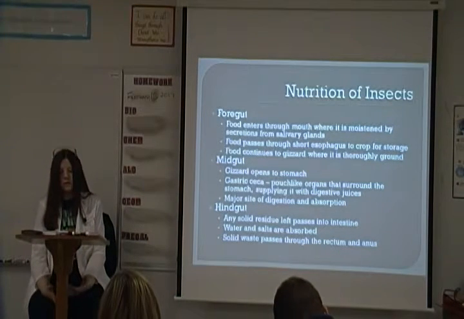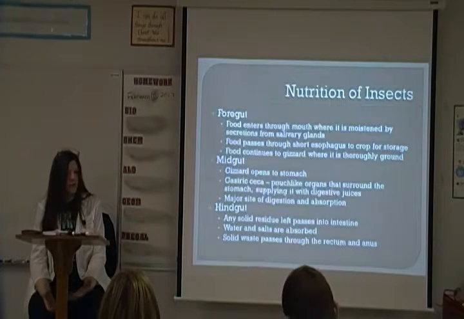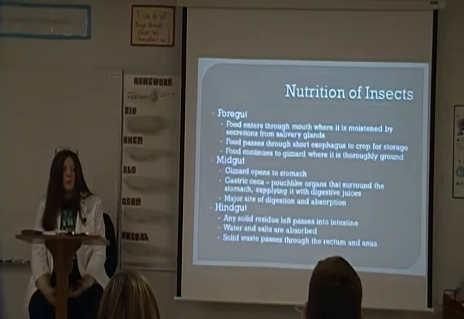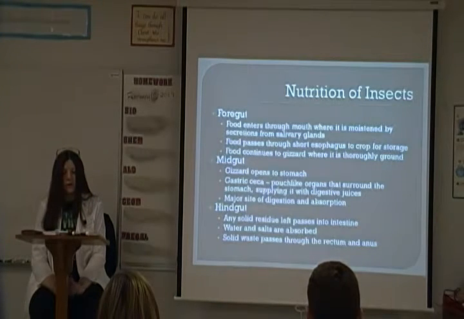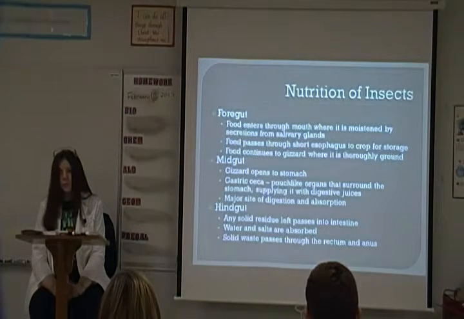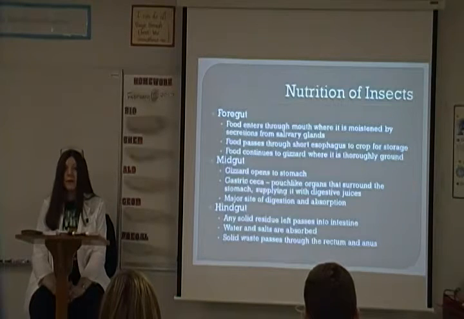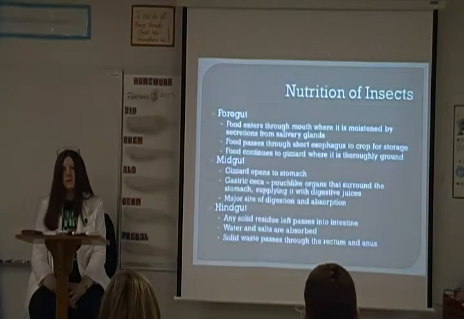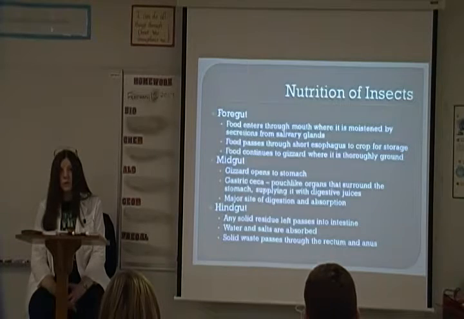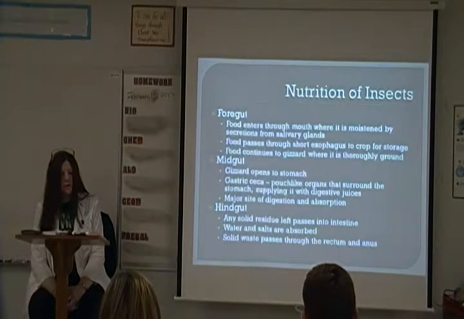So that cellulose usually can't be digested or broken down. So termites actually have protozoans living in their digestive tract. And these protozoans break down the cellulose so that it can be absorbed and used for energy by the termite. So that's how termites are able to survive on just wood.